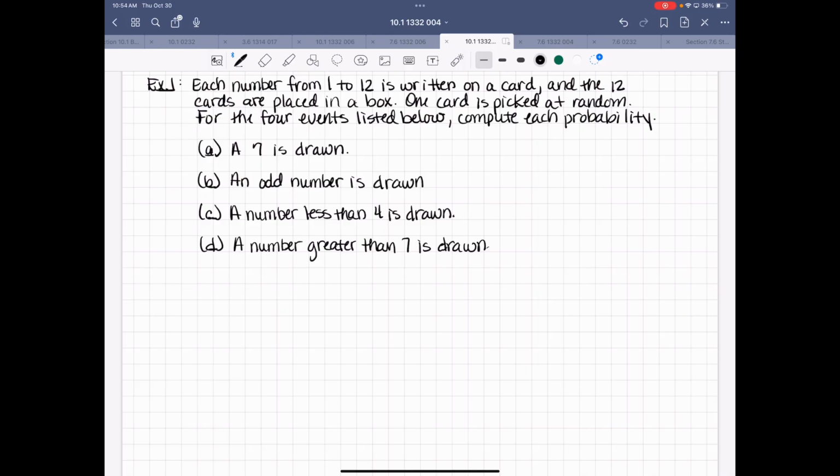All right, so the first thing that we want to do is we need to find out what's in my sample space. Okay? All right, well, what does it say we did? We took cards and we wrote the numbers 1 to 12 on each card. Now, we didn't put 1 through 12 on one card and do that multiple times. We put a 1 on one card, 2 on another card, 3 on another card. So how many cards do we have? 12. So I went around and I got a box and we put those 12 cards in there.